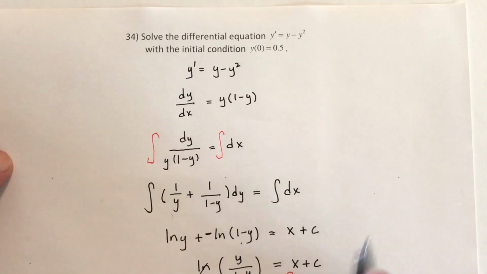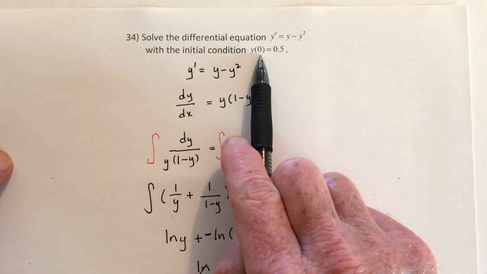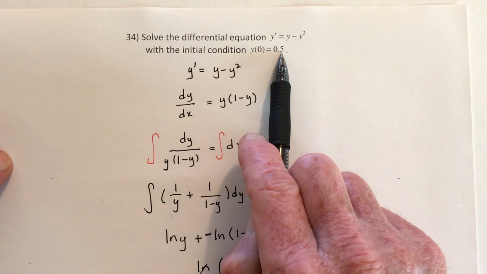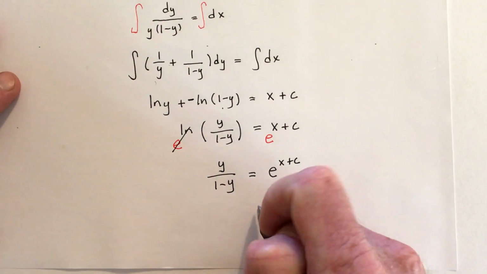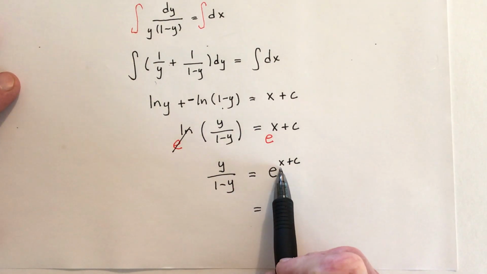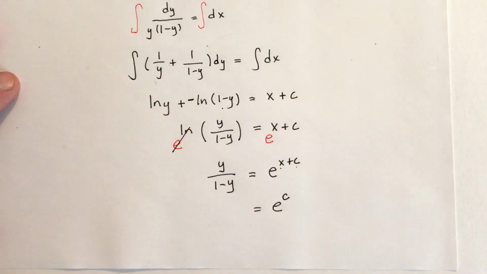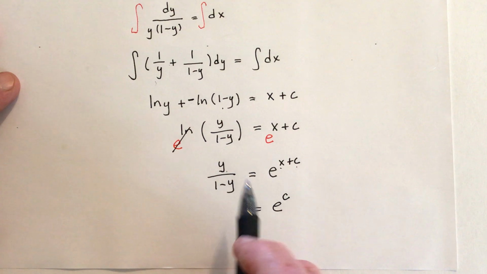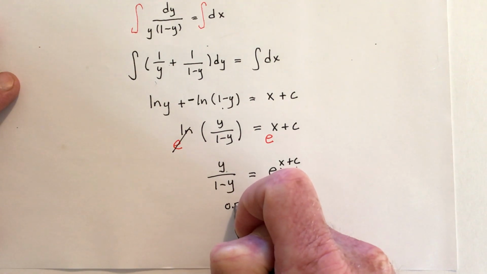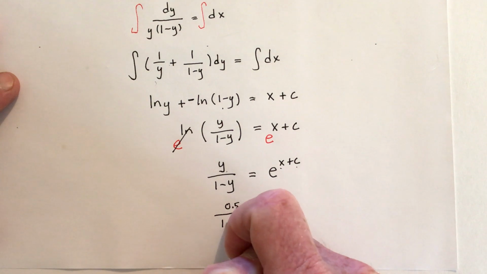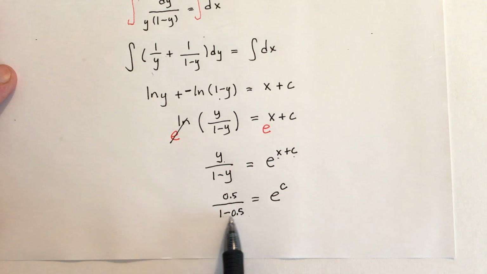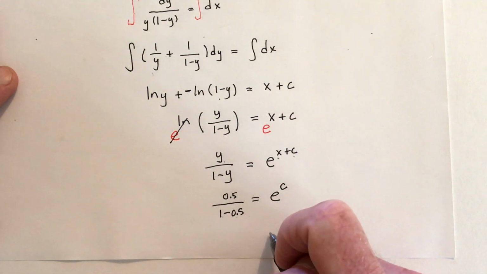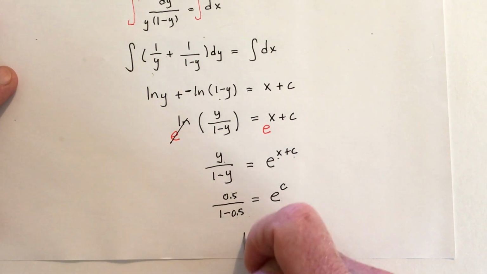And then we can even plug in the numbers that are given, that if x equals 0, y is equal to a half. So if x equals 0, then this would be 0 plus c, so that's just c. And then y will be a half, so 0.5 over 1 minus 0.5. And this 1 minus a half is a half, so a half divided by a half is just a 1. So e to the c is equal to 1.